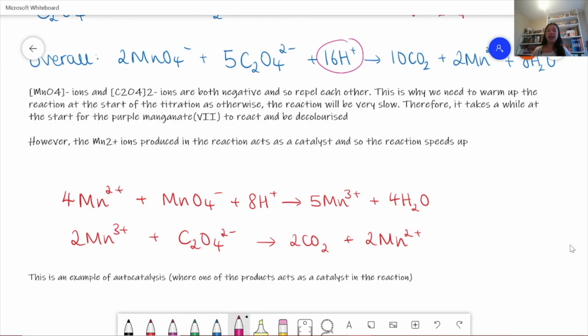So what we get is that the Mn2+ ions, which are formed from the overall reaction between the ethane dioate and the manganate, then react with the manganate to form this Mn3+. And then the Mn3+ react with the ethane dioate to form more Mn2+. And so we have an endless cycle of the Mn2+ ions being produced and reacting and acting as a catalyst, which speeds up the reaction. And so this is what we call autocatalysis. And this is where one of the products acts as a catalyst for that reaction.